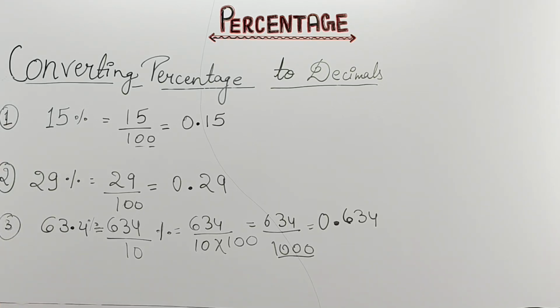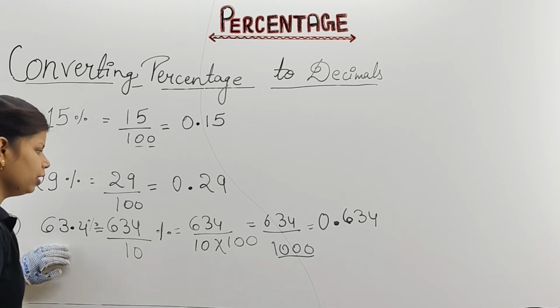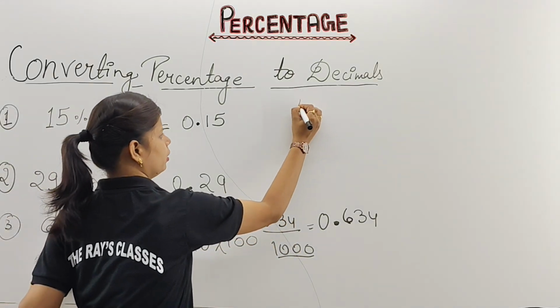Now move to the next part. Here, if your question is given in another way. Clear? Like if your question is given 2.4. Here you are dealing with 63.4. Now let's solve the fourth example from here.